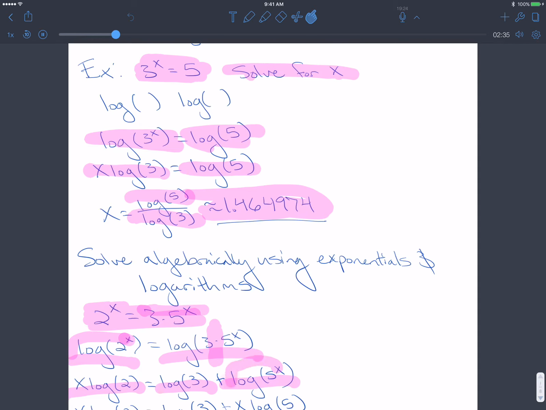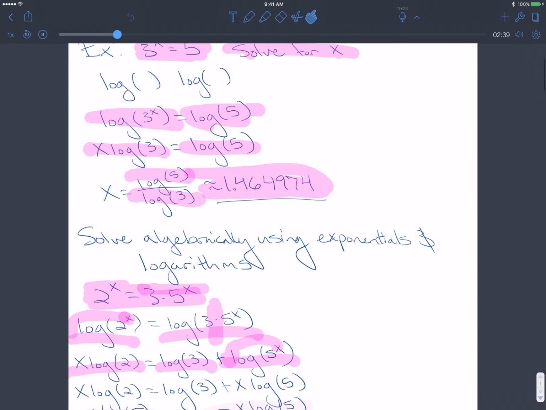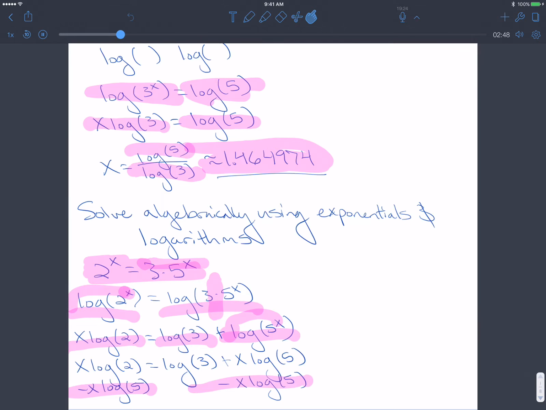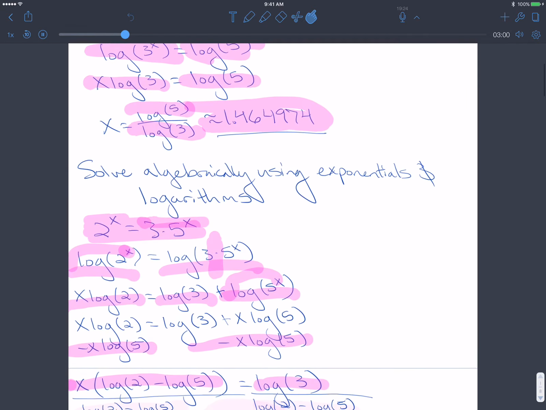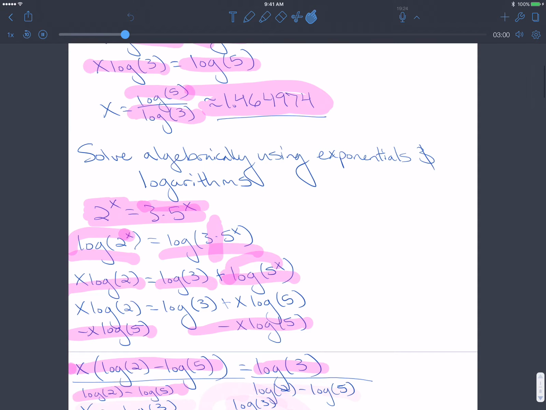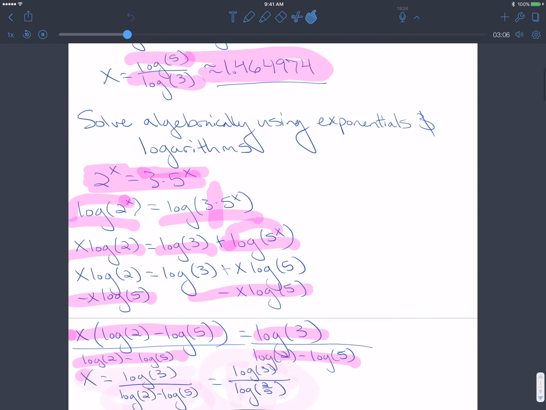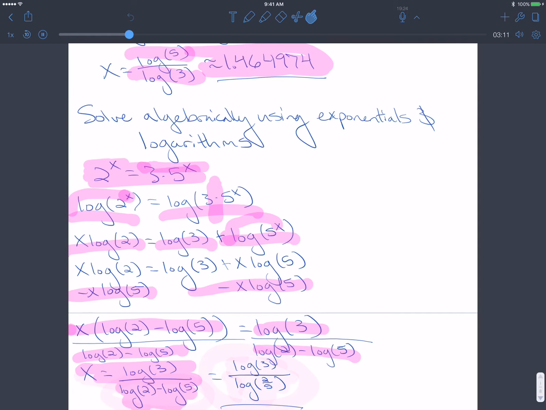Now I can move that x down in front, all right? So I'll have x log 2 is equal to log 3 plus x log 5. Get all of my x's on the same side, so I'll subtract the x log 5 from both sides. And then I'll pull the x out of that. So I have x times log of 2 minus log of 5 is equal to log of 3. And then I just divide both sides by whatever constant is log of 2 minus log of 5. So I divide by log 2 minus log 5, and I have that x is equal to log of 3 over log of 2 minus log of 5.